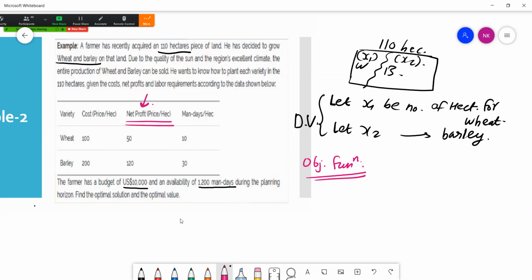It's given per hectare. We have assumed that we would have x1 units of wheat and x2 units of barley. Before discussing the entire answer, I will give you 2 to 3 minutes to think and develop the mathematical model on your own, and then I will explain. I have given you the rough idea of what is supposed to be done.